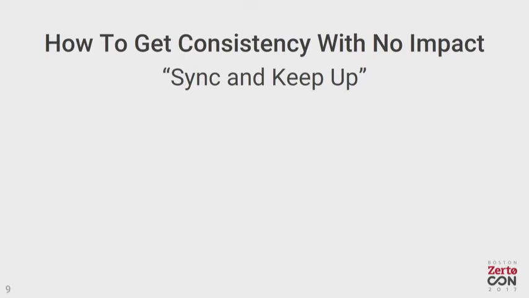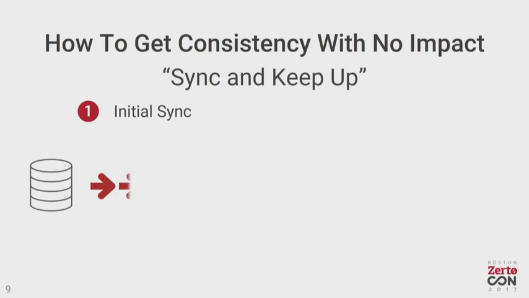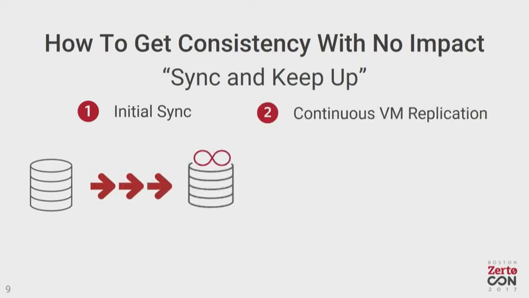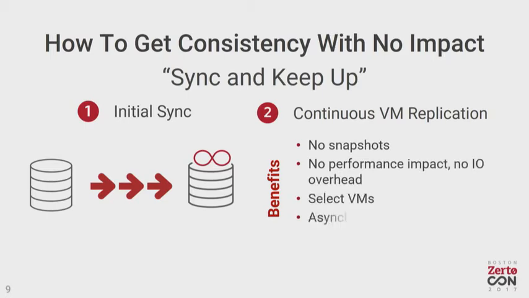We have to do what's called sync and keep up. In strict Zerto terms, we would say perform an initial sync and then achieve a state where we are meeting SLA. So you see the status of your virtual protection groups and it says meeting SLA. That's the keep up piece. So first we have to do that initial sync, and then we have to somehow perform continuous VM replication.